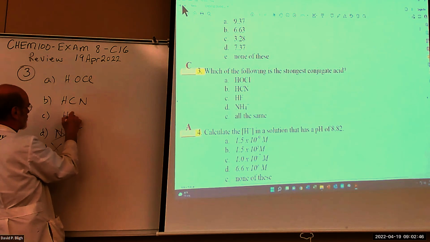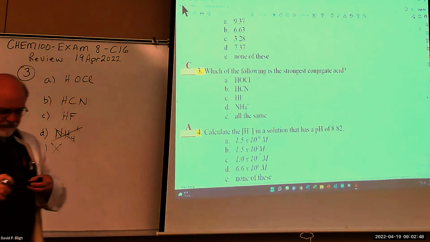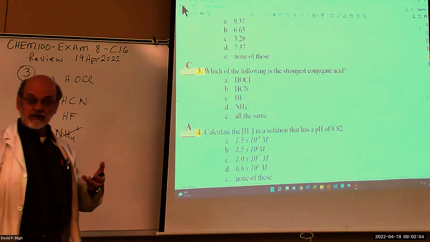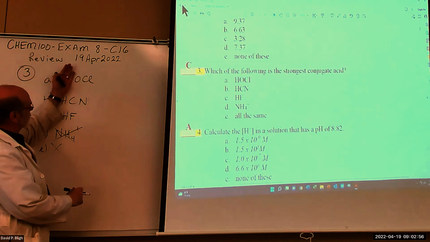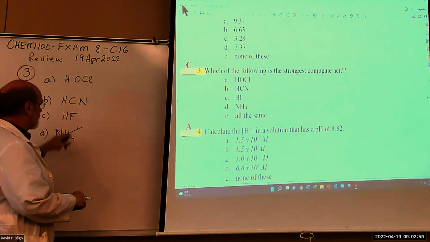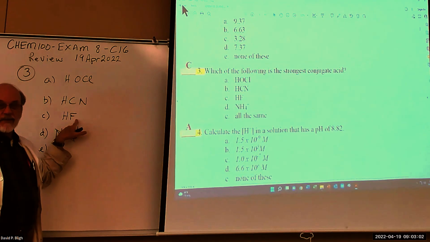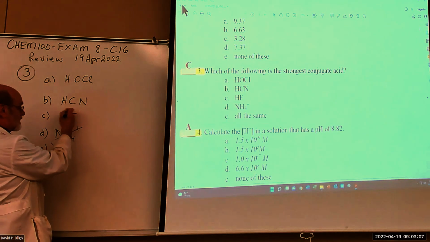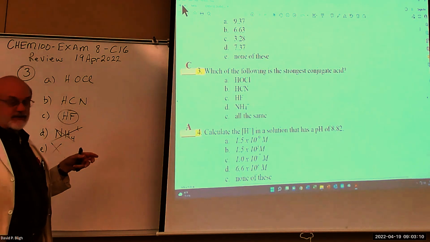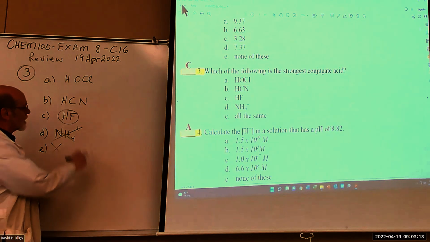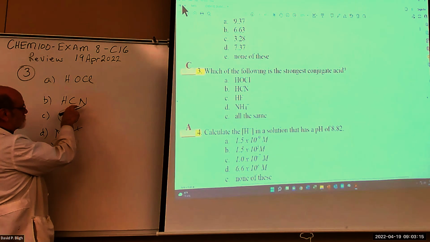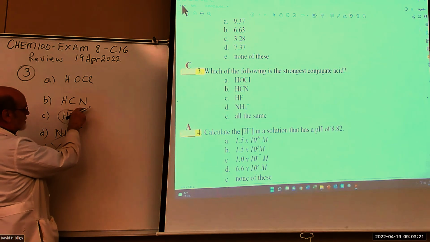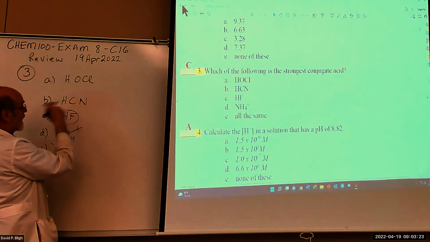HCN and HF. At this point, we're looking at the electronegativity, so to speak, of the groups that are attached to hydrogen. We know that fluorine is the most electronegative element in the periodic table. So this would be a good candidate for the strongest acid. Hydrocyanic acid is a weak acid. Well, this is a weak acid too, but it's not as weak as that one.